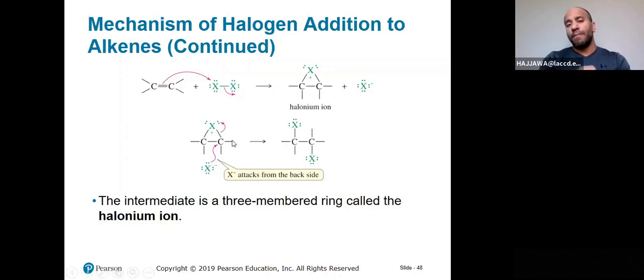Once you have that formed, the other halide will come and attack from the opposite face of where the bridged halide is. So if the existing halide in the three-member ring is pointing up, that means the halide has to come from the back, and vice versa. If that is pointing away, then the halide has to come from the front. So you end up making the anti-addition product, which is the vicinal anti-dihalide.